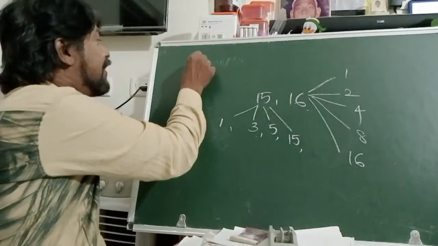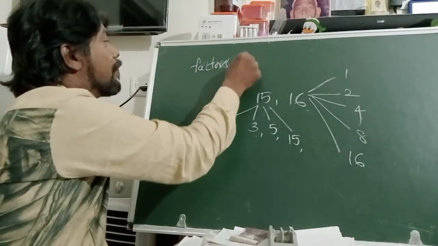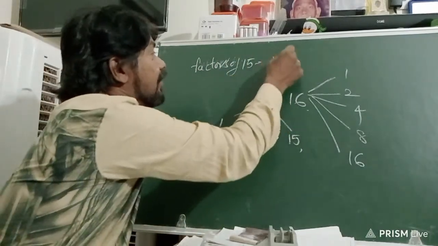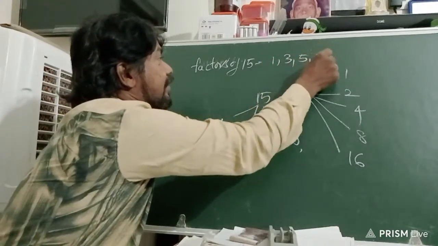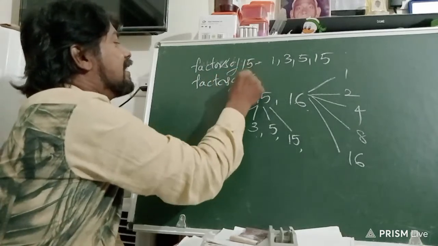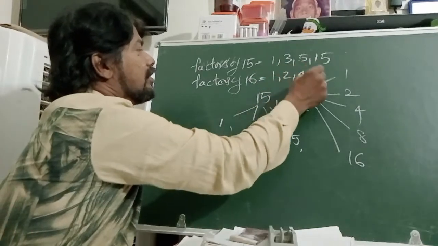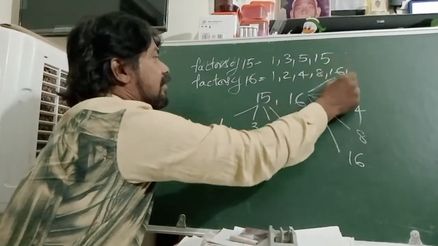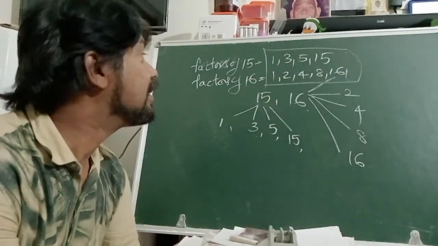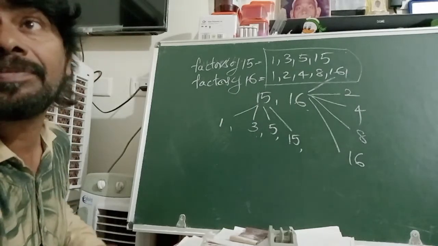Factors of 15: 1, 3, 5, 15. Factors of 16: 1, 2, 4, 8, 16. Now observe these two. Do the two numbers have any common factor other than 1?